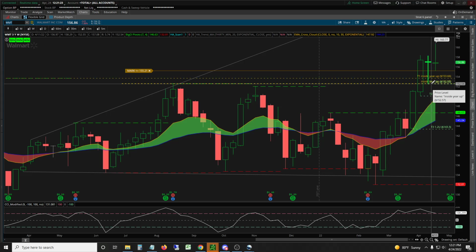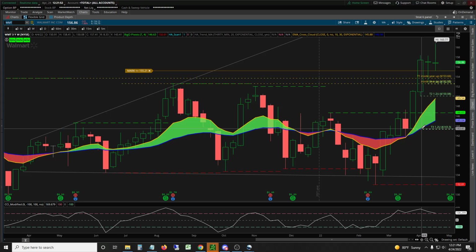152.55, or actually 152.57. No, it is 152.55. I don't know why it said that. It flashed 152. Oh, okay, that's for the year up 152.57. That's why. They're like right on top of each other. So 152.55 is target one. Target two is this low at 150.08. Target three is this low at 143.30.